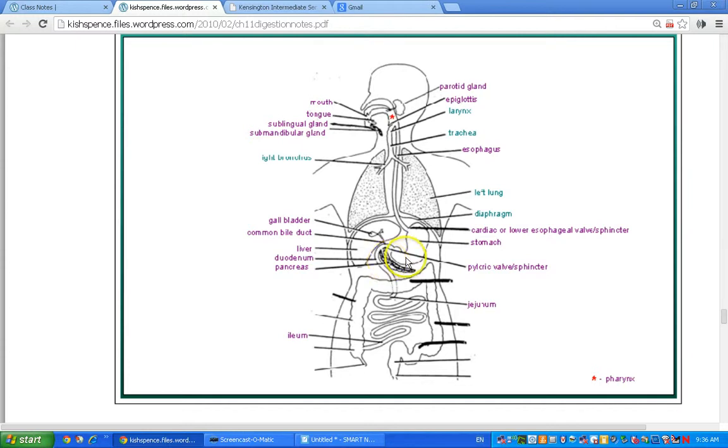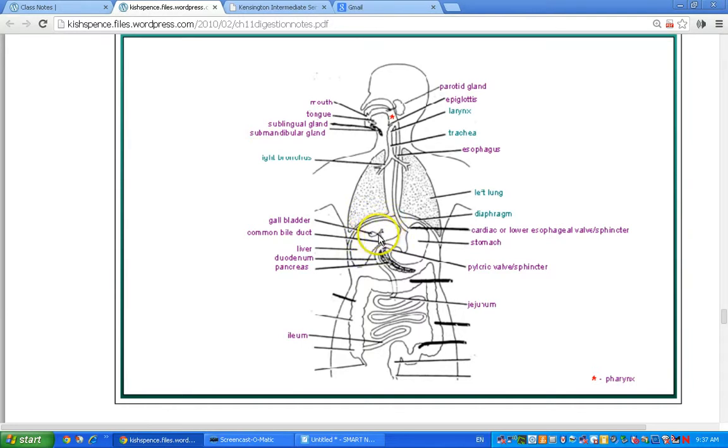So, between the stomach and the small intestine, you'll find the cottage cheesy looking pancreas. So this is the pancreas. This would be the pancreatic duct that leaves the pancreas. This organ here is the liver. And just under the liver is a small sac called the gallbladder.